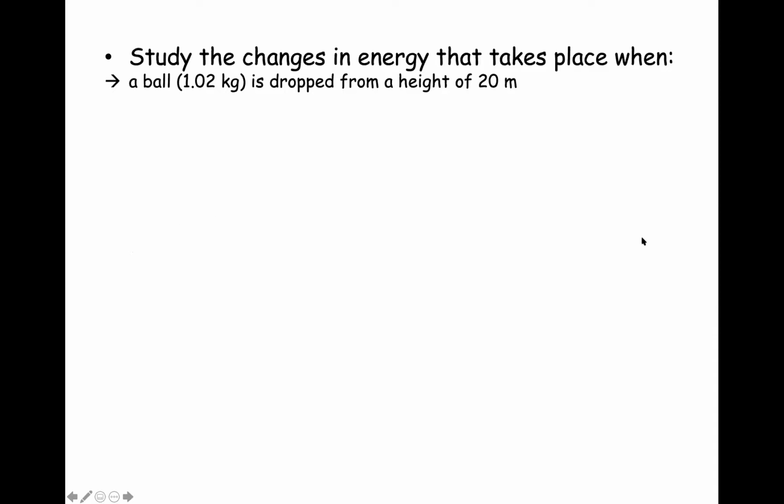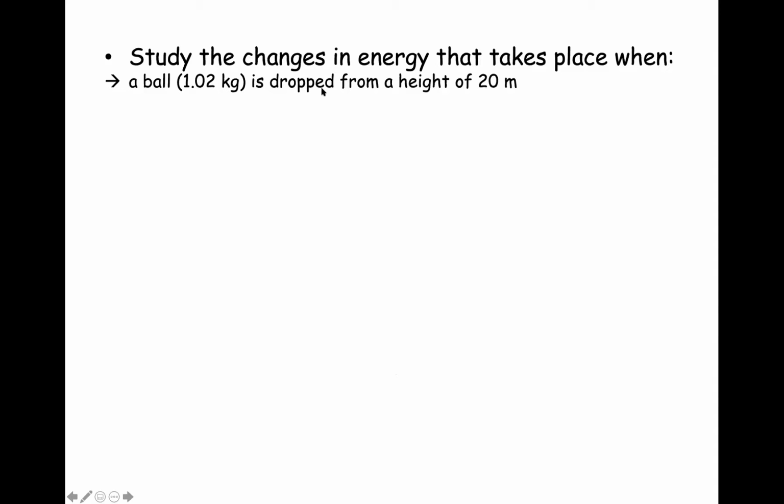Okay, so I want you guys to think about this statement right here. Study the changes in energy that take place when a ball is dropped from a height of 20 meters. At the top of it, we have maximum potential energy before we drop it.